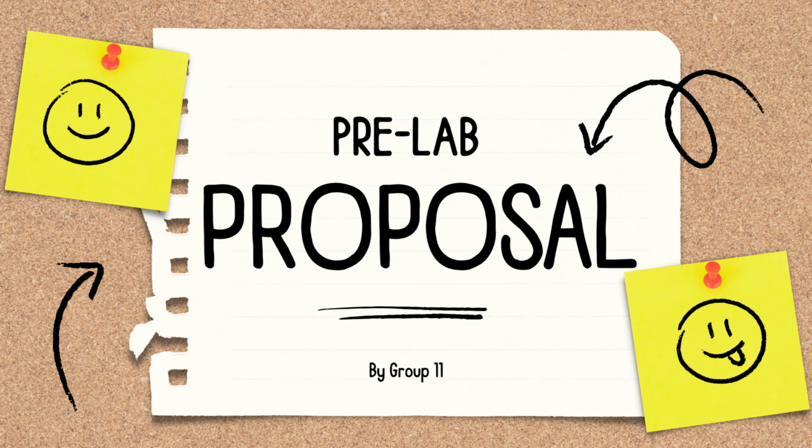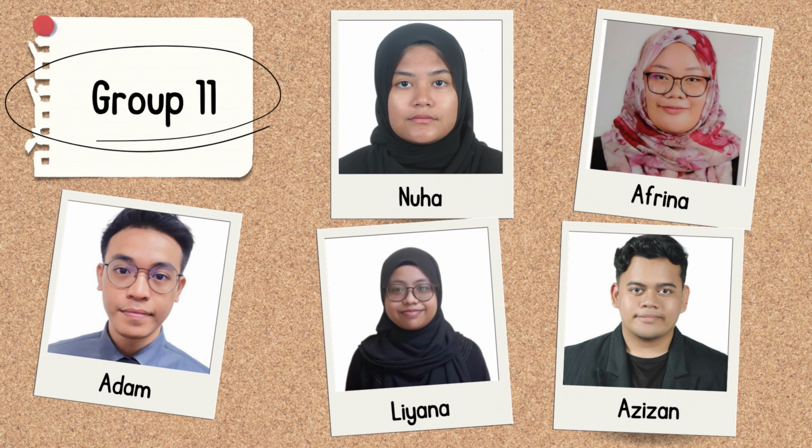We are group 11 and today we will present our polymer processing pre-lab proposal. In this study, we investigate how different processing parameters affect the properties of several polymer materials using various polymer processing techniques. Our group consists of Afrina, Adam, Nuha, Liana and Azizan. We work together to prepare this proposal and analyze the selected experimental parameters.